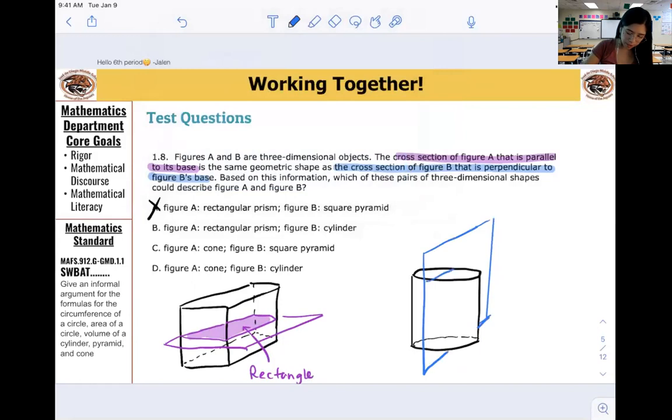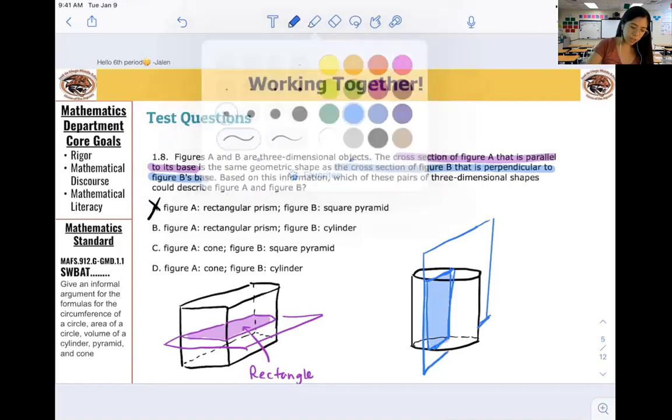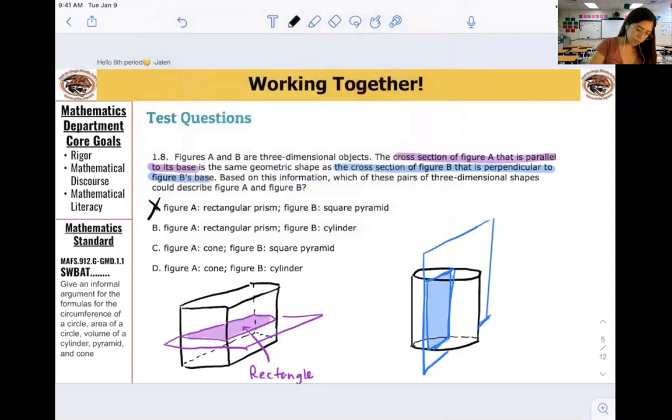So if I cut into this over here, okay, not my best drawing, but there you go. It would indeed be a rectangle. So are they the same shape? Yes, they are. We get answer choice B. They are the same shape. You get a rectangle here, and here you get a rectangle as well.